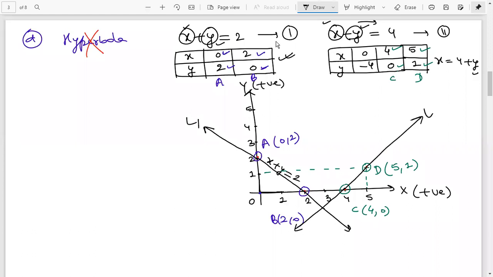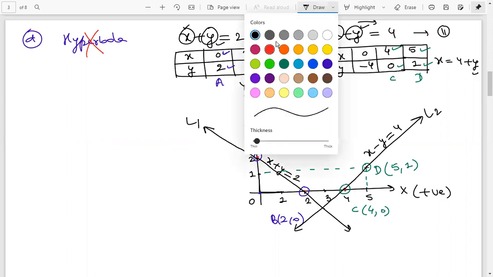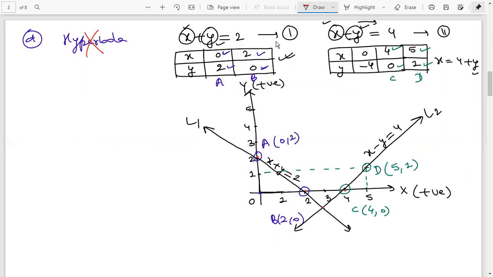This is line 2, and we got line 2 from the second equation. So better to write the second equation, x minus y equal to 4, on the line itself. And the final point is the intersection point. All we are doing is solving these equations to get the values of x and y. So x and y will be the intersection point, the common point of both these lines.